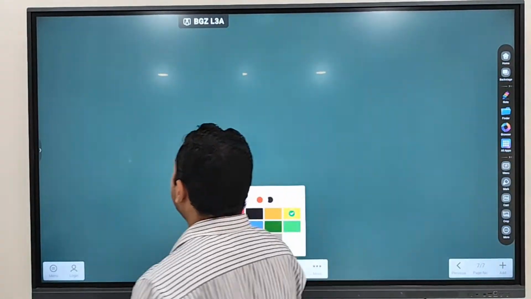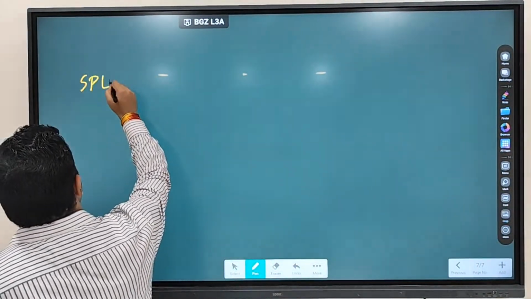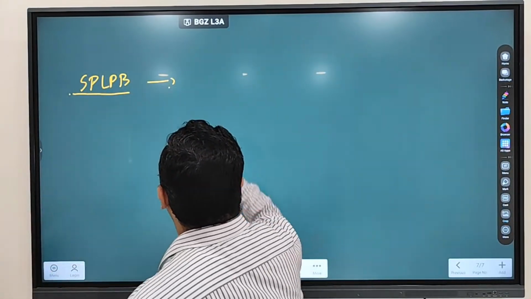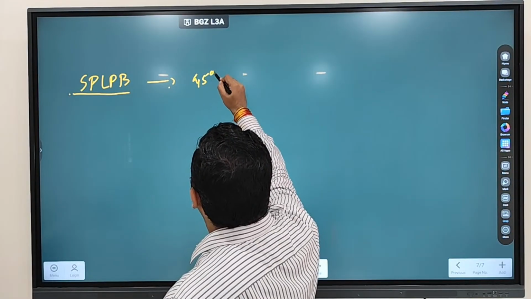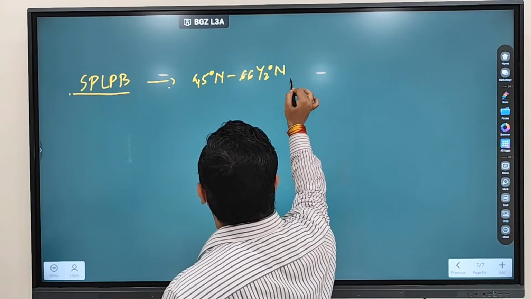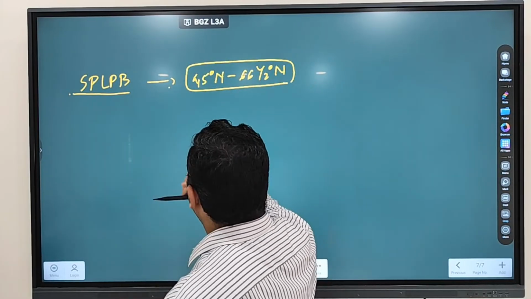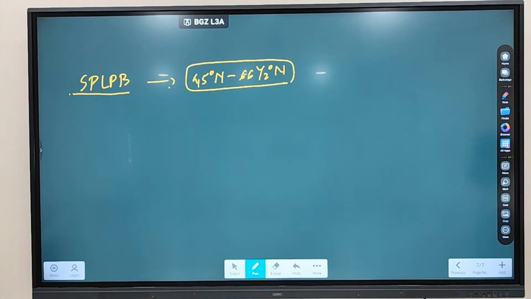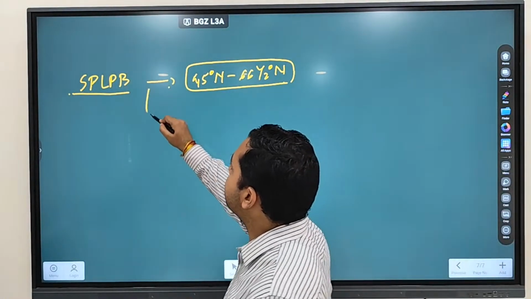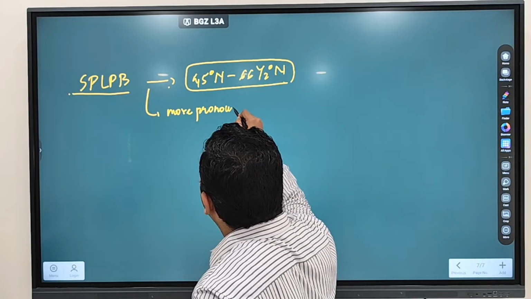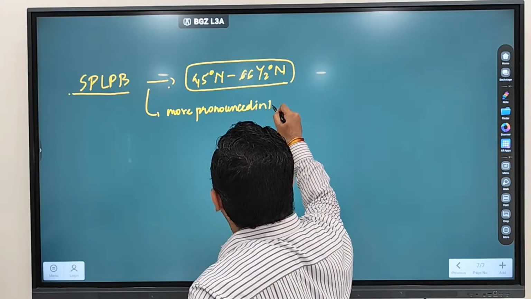The next pressure belt that you have is the subpolar low pressure belt. Generally you will see the extension of the subpolar low pressure belt from 45 degrees north to 66.5 degrees north. This pressure belt is more pronounced in the northern hemisphere as compared to the southern hemisphere.